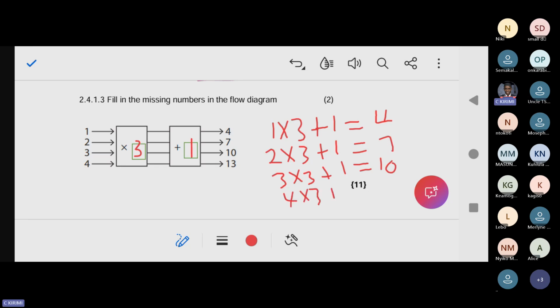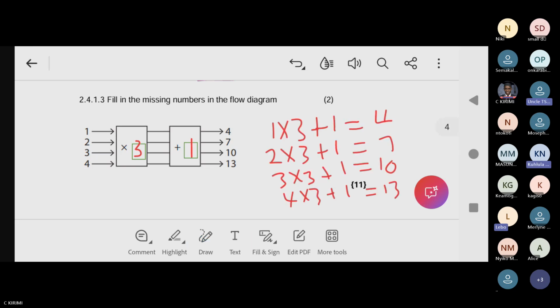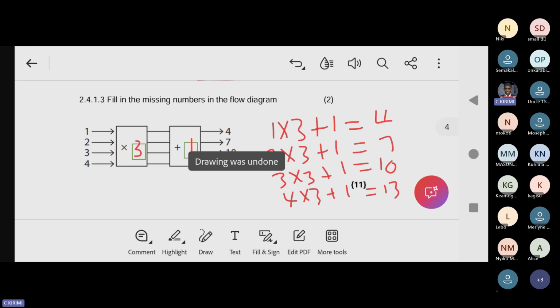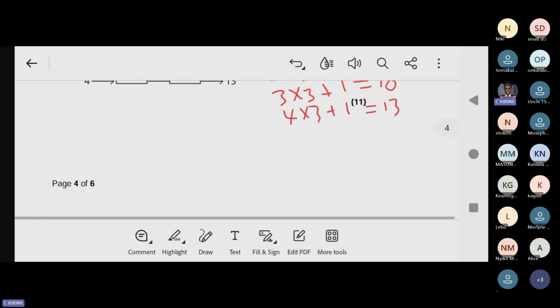Times 3 plus 1 is the same as 13. 150. 50. And the answers, make sure that you verify the answers, if they are correct, because sometimes it might only work for the first number sentence, but it fails to work for the other number sentences. So make sure that the numbers that you put there work for all the given numbers.